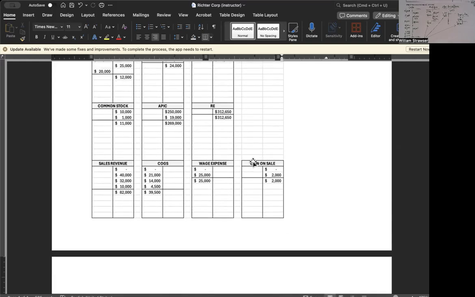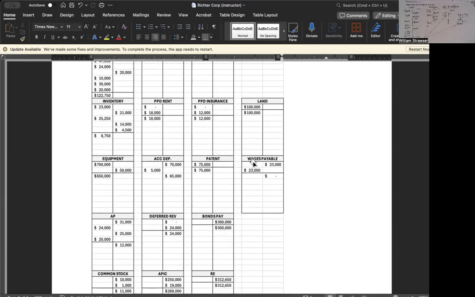The next piece then is our unadjusted trial balance. And what are we doing here? This is an uber important step when you're working through this cycle on your own.